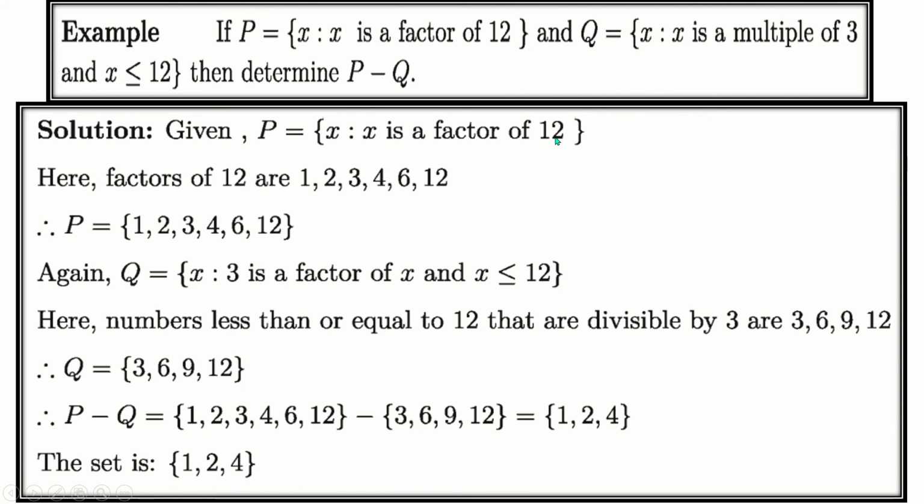Here P is equal to this. Factors of 12 are 1, 2, 3, 4, 6, 12. Therefore P is equal to this. Again Q is equal to {x such that 3 is a factor of x and x less than or equal to 12}. That will be 3, 6, 9 and 12. Therefore Q is equal to {3, 6, 9, 12}. Therefore P minus Q equals this minus this, you can write {1, 2, 4}. This is the required answer.